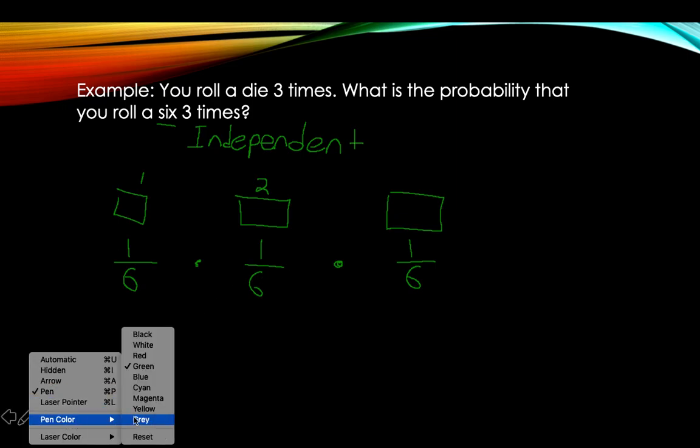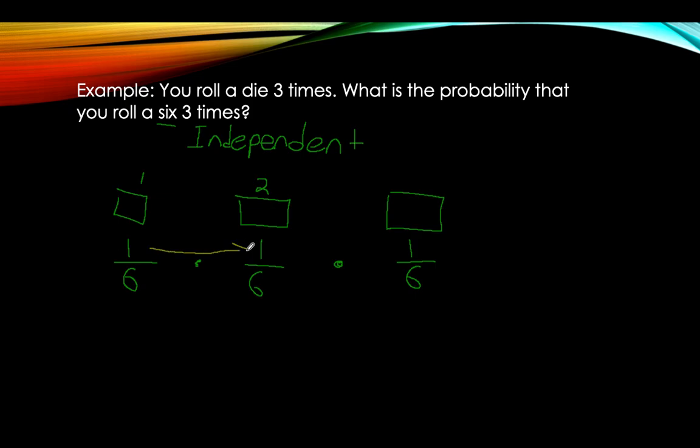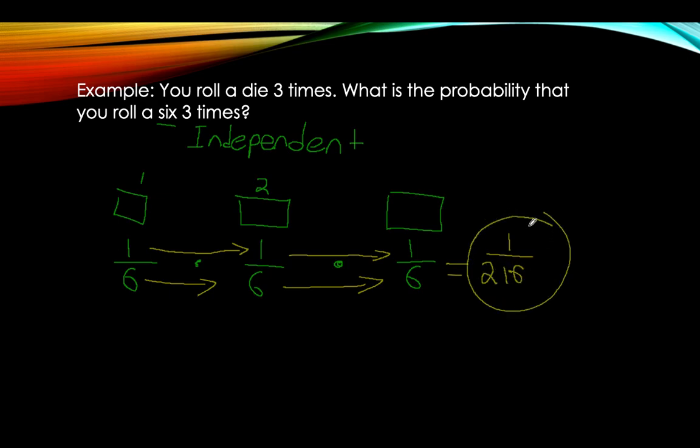You multiply the tops and the bottoms. So 1 times 1 times 1 gets you 1. 6 times 6 gets you 36. Times 6 again gets you 216. So the probability of rolling 3 6s in a row is 1 out of 216. So that's really unlikely. The most important part of today is we have two events that are happening and we have to determine if they're independent or dependent. If they're independent, you can just multiply their probabilities together like we have been.